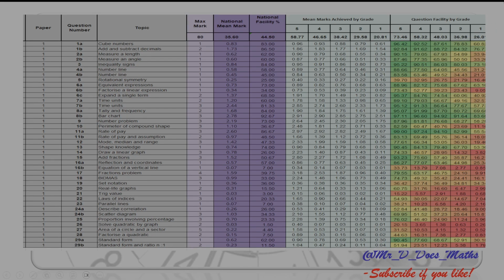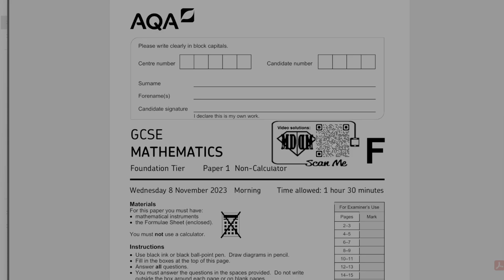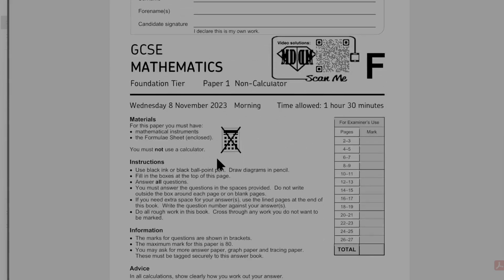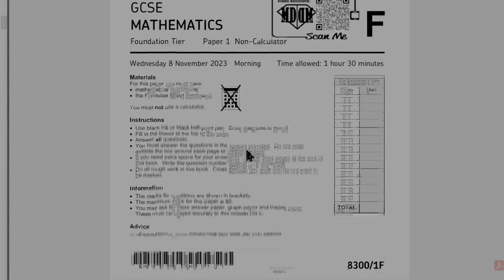Okay, so I will crack on with the exam paper then. So this is the paper. It is literally the AQA paper. I've just put a QR code on the front, which will take you to a playlist where I'll put all of the exam series in.